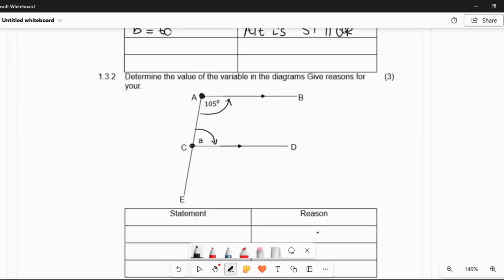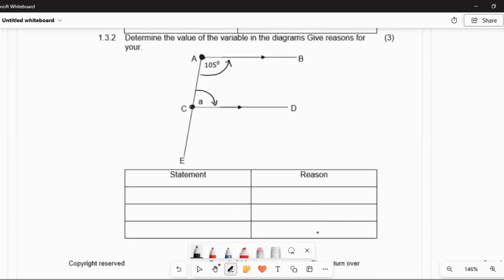What is the relationship between these two? Very clear. Both of them are co-interior. They're inside the parallel lines. So when they're inside the parallel lines, it means that they are co-interior angles. What do we remember about co-interior angles? That the sum of these two angles should give us 180. So saying 105 plus angle A should give us 180 degrees. Our reason is that they are co-interior angles.